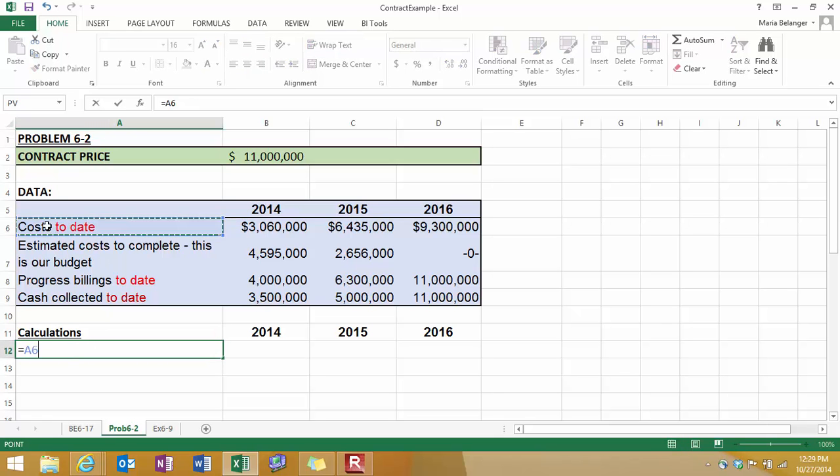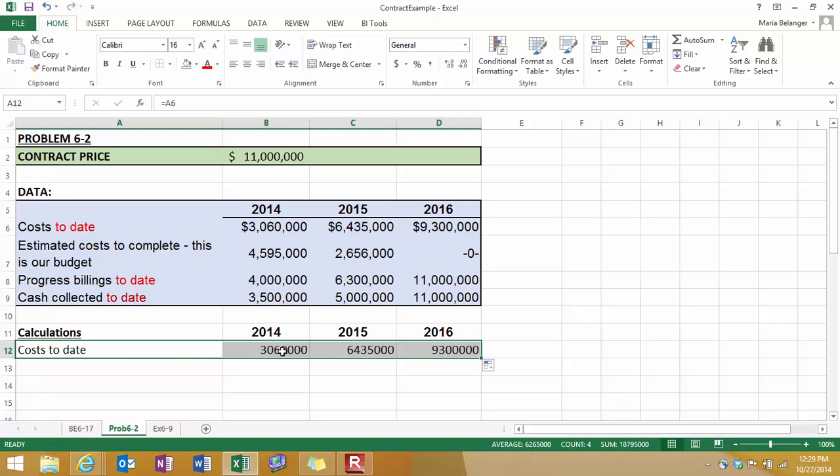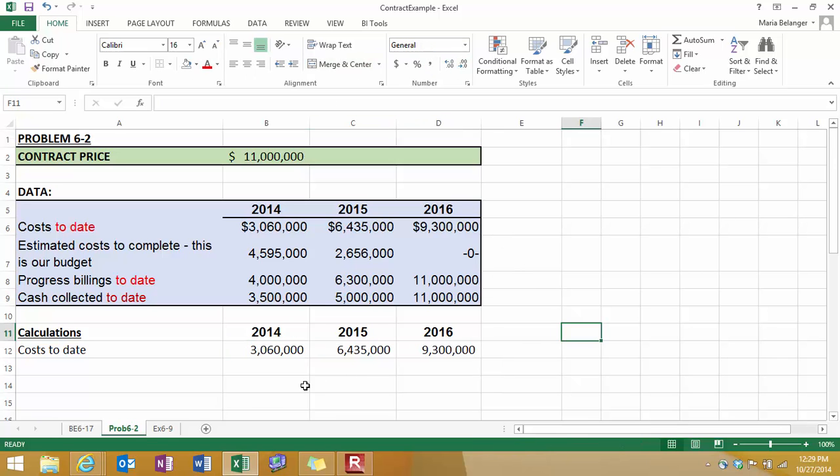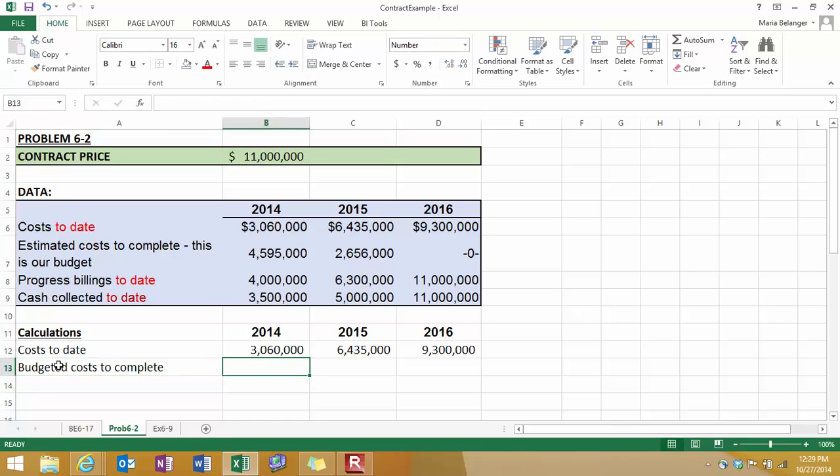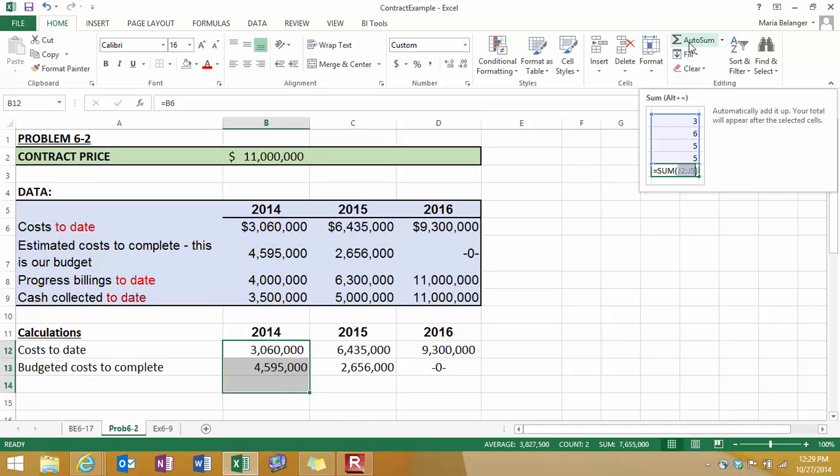So we will copy over our captions, or costs to date, and copy over numbers. And let me just format these as dollars. So there we go. So these are the amounts spent to date. And to these we add our budgeted costs to complete the contract. So budgeted costs to complete. And again, those numbers are provided above. So we just complete our cell referencing. And the two numbers combined or added together give us our budgeted total contract costs.